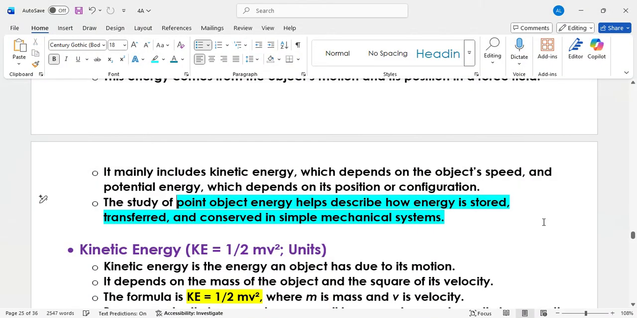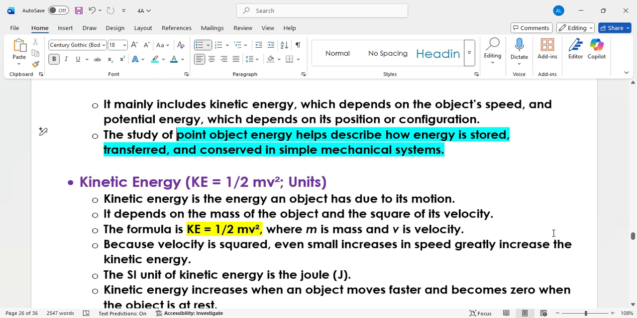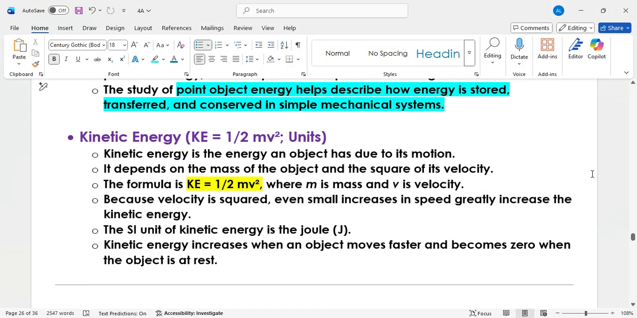So this is very important. Law of conservation is how energy is stored, transferred, and conserved in simple systems, right? KE is equal to half mv squared, or kinetic energy is the energy an object has due to its motion. It depends on the mass of the object and the square of its velocity.